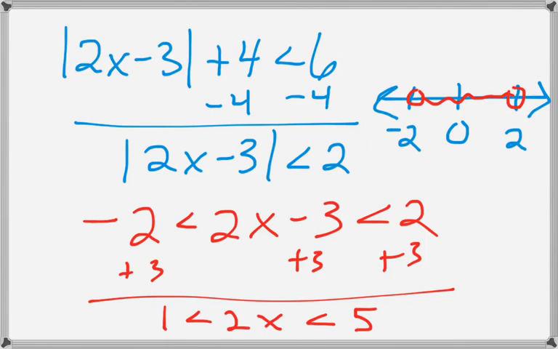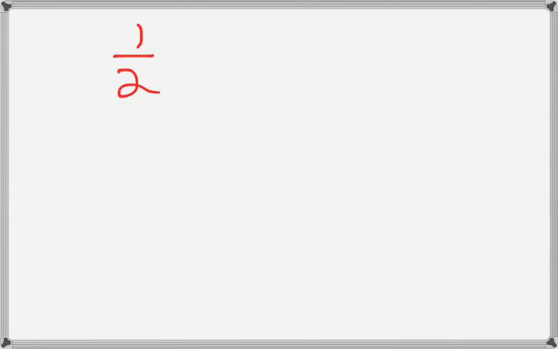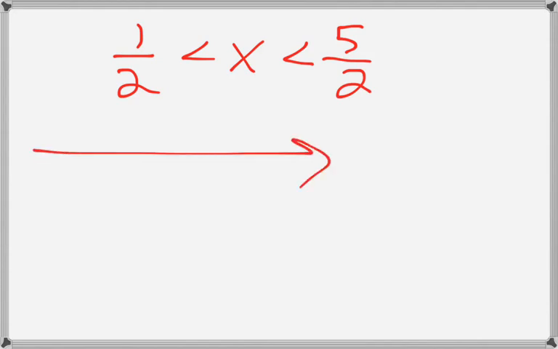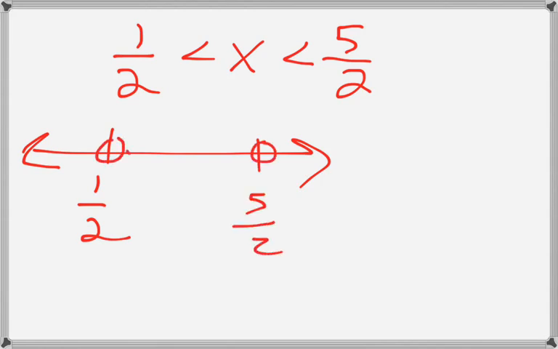And so then we'll need to divide both sides by 2. So we'll have 1/2 is less than x, which is less than 5/2. So if we graph this on a number line, we've got open circles, and all the solutions are between 1/2 and 5/2. So to write this in interval notation, it would be an open interval.